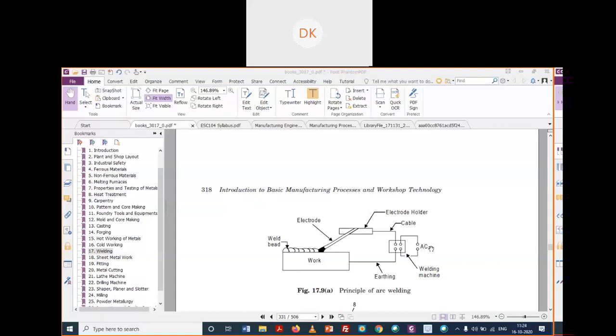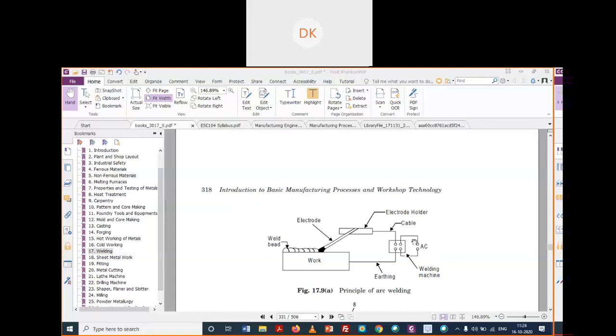And if you want, power consumption is also less in the case of an AC transformer, but the power consumption is more in the case of an AC generator. So depending on your situation and setup, you can carry out the arc welding process.